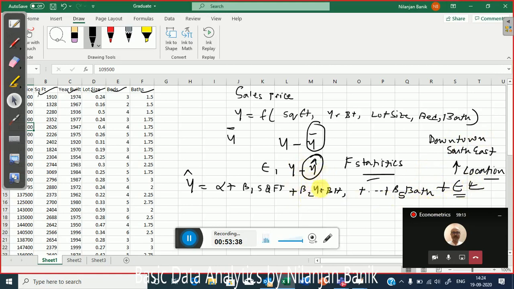But what is the constant value that we'll have to come up with? How do we come up with the constant value? This constant value is nothing but y bar, because if you think very carefully, it's a mean. If all my explanatory variables are 0, I am left with the mean value. Y hat is the mean value, yeah.